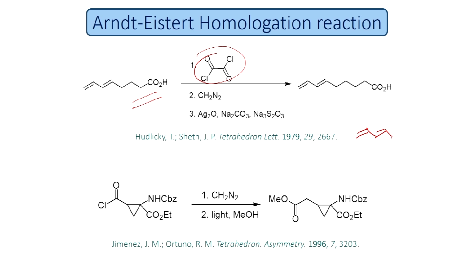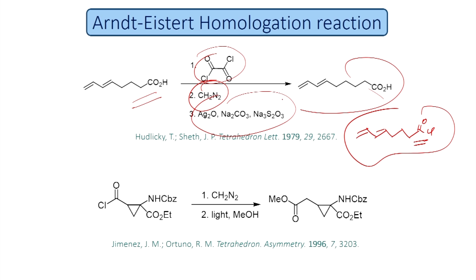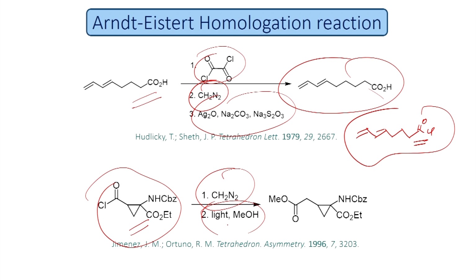Once you have this one, as we have just seen, you can try to react with the diazomethane, and you can convert it into the isocyanate. Once you form this one, it can be further reacted with the nucleophile, and you will be able to get this carboxylic acid. Here also the reaction of this acid chloride is shown using diazomethane. And you can also generate the carbene using light, which can now undergo rearrangement. Once you have this one, in this case the reaction of methanol is shown, which can undergo addition reaction.